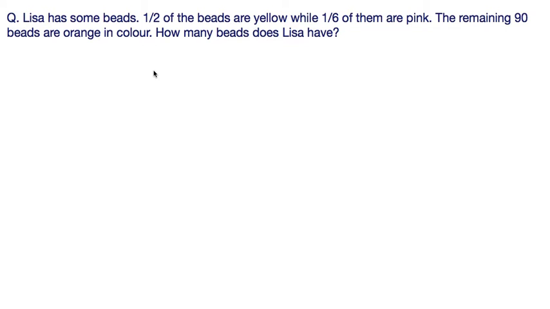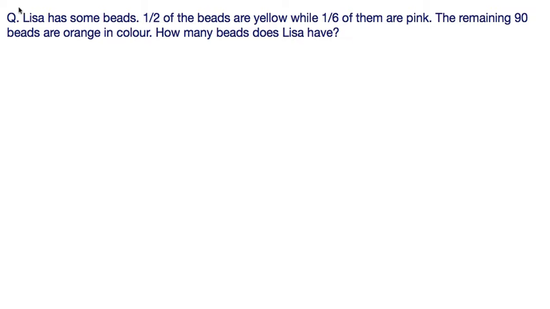Now we can solve this question in many ways. Today I will be telling you two ways to solve it. One is using the model method and the other one without using models. So let's read the question. Let's go through the question again to see what we have.